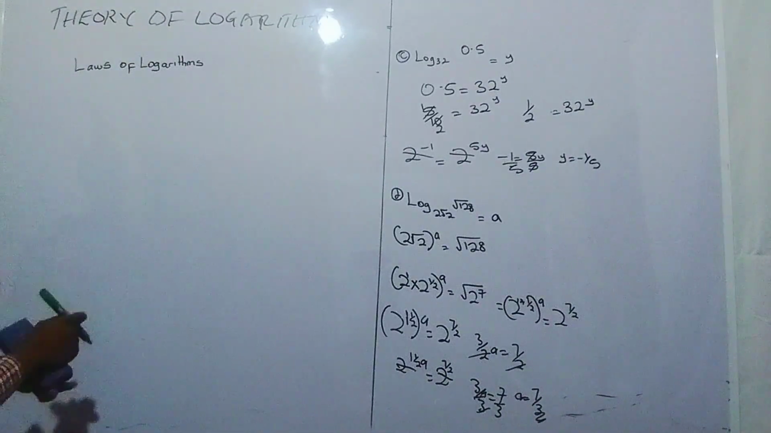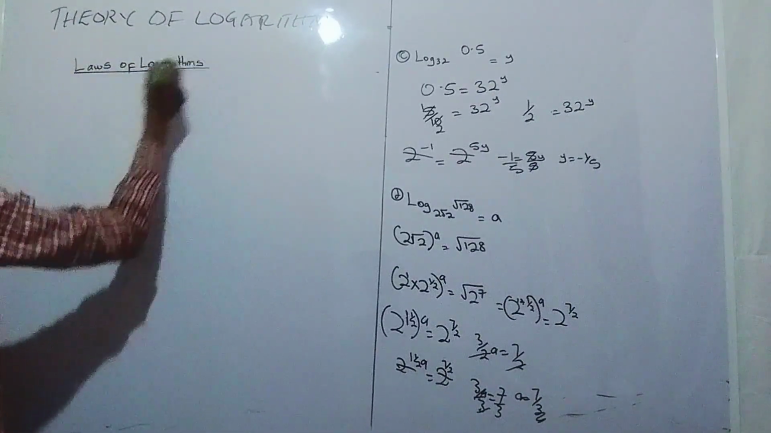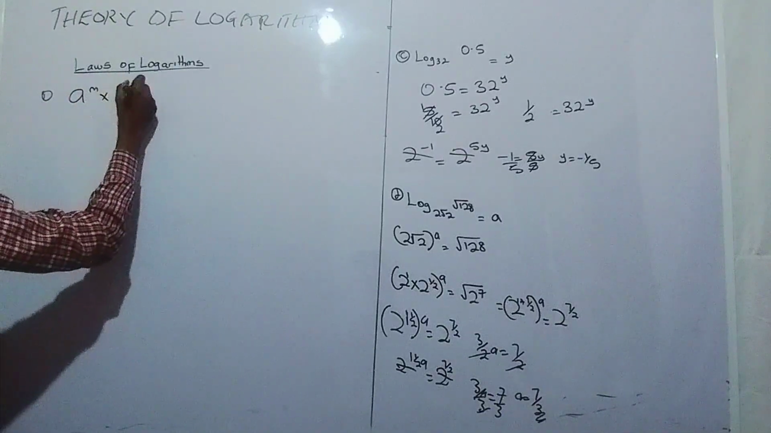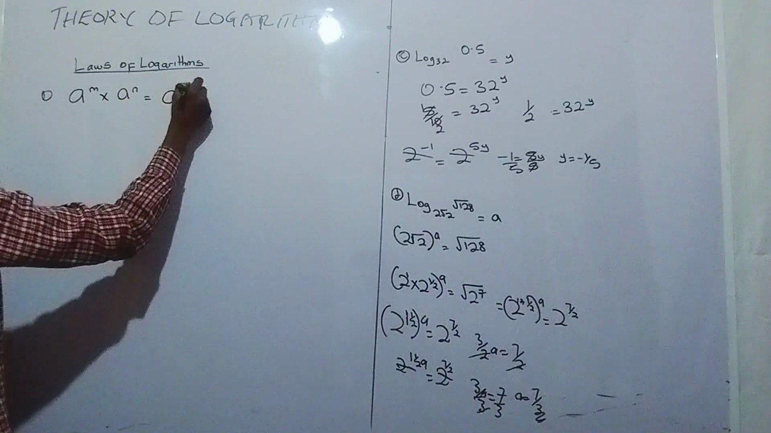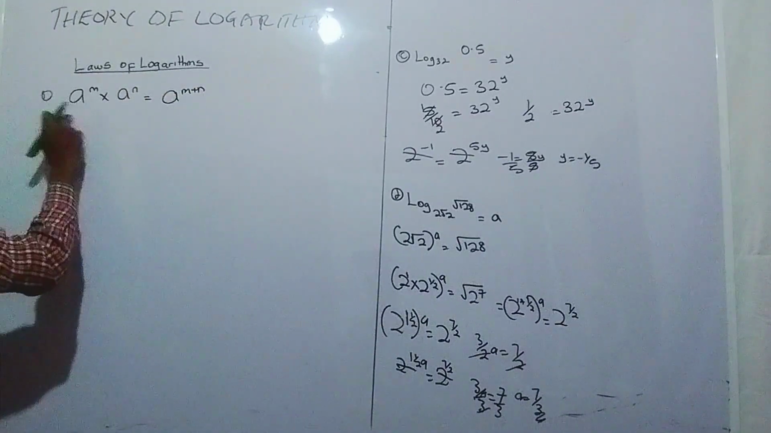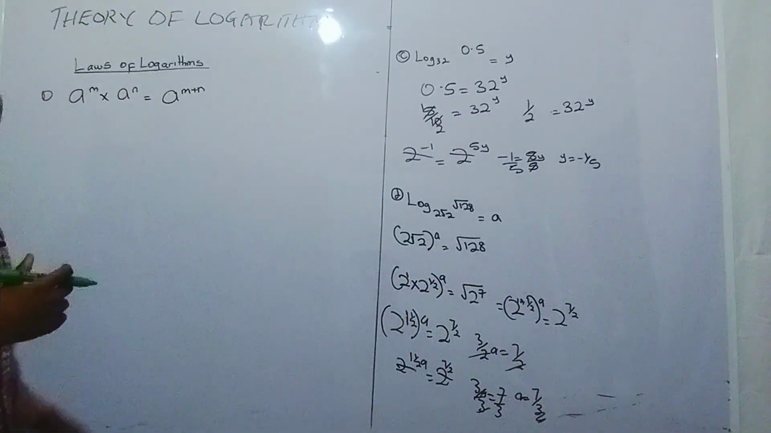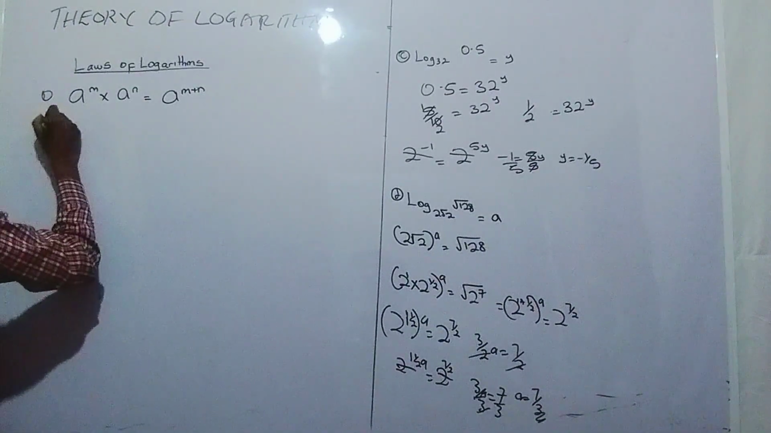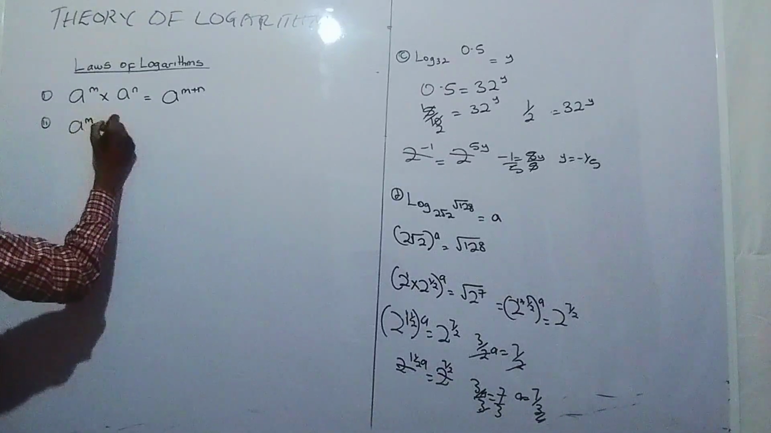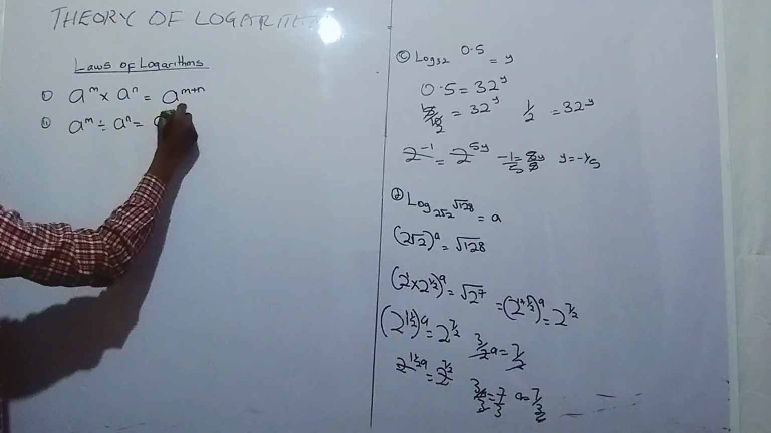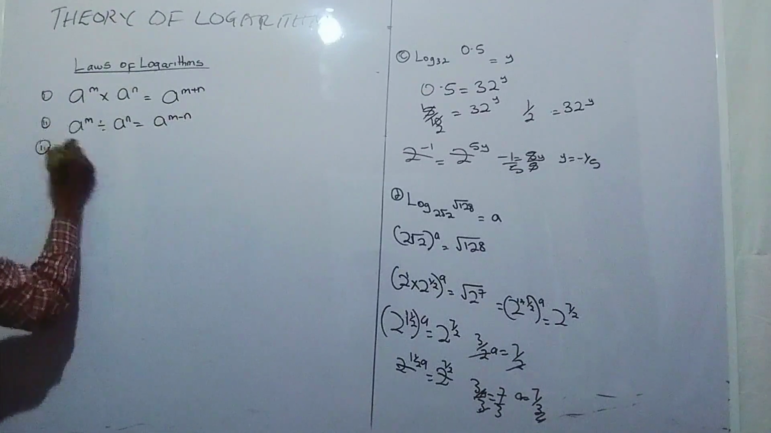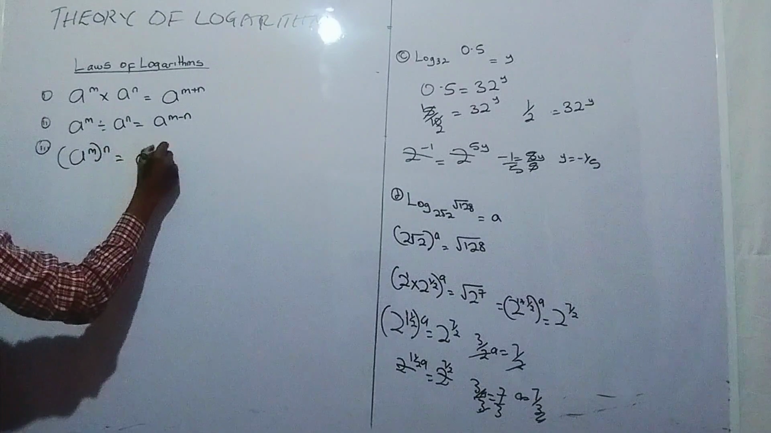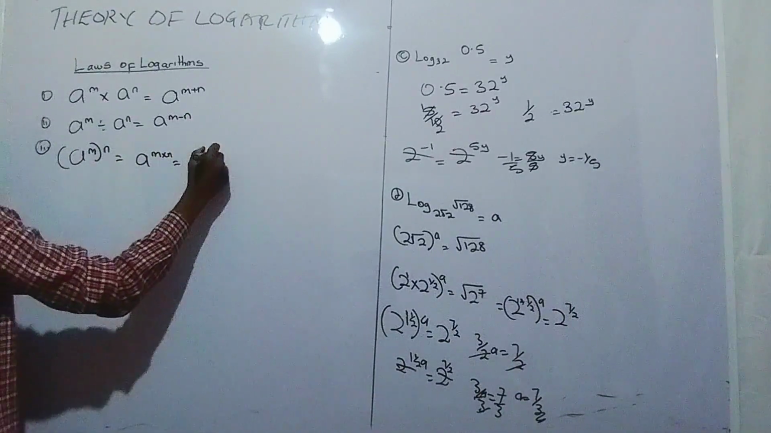For the laws of indices, now we are recalling the laws of indices. The first law, we have a raised to power m times a raised to power n, which is a raised to power m plus n. Multiplication in indices means what? Addition of powers, as long as they have the same bases. So for the second one, a raised to power m divided by a raised to power n, that is a raised to power m minus n. a raised to power m into brackets n, that is a raised to power m times n.